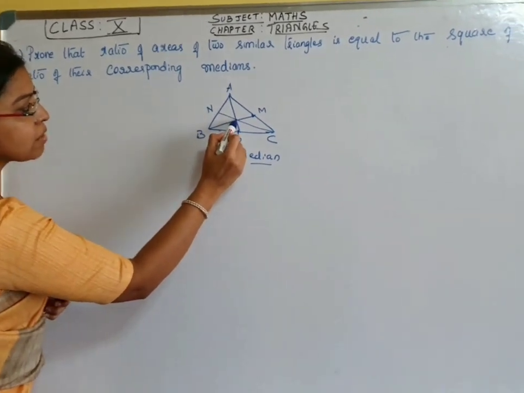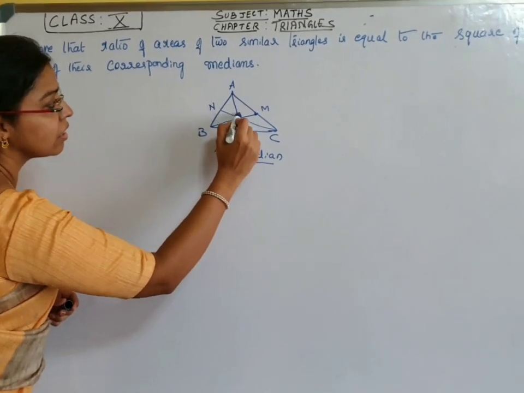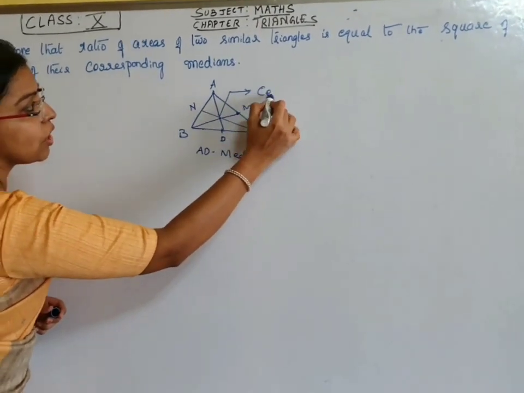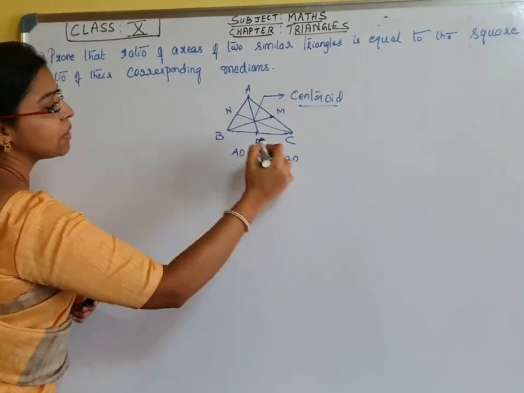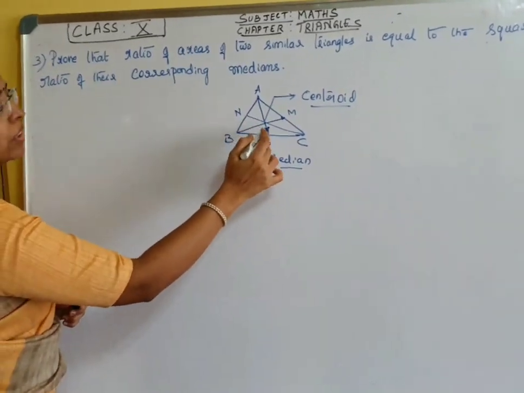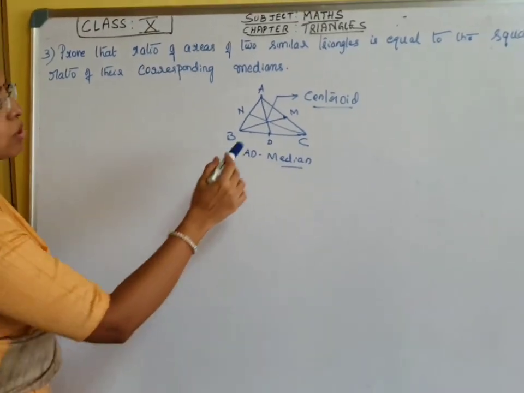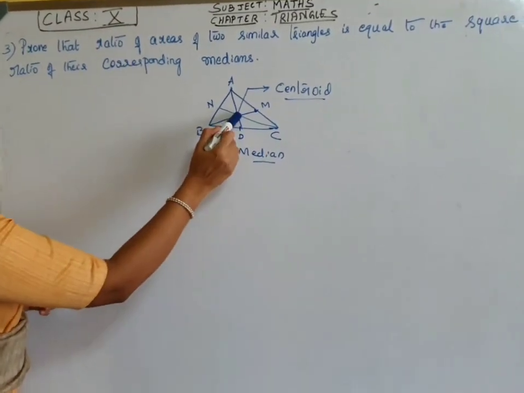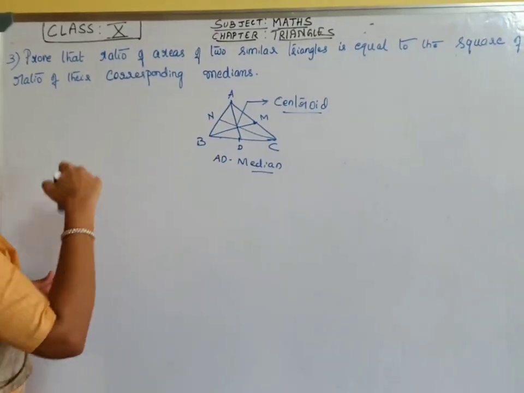So all these medians intersect at a point called the centroid. Please copy down this. This is important to solve the other problems in our subsequent chapters. So what is a centroid? Centroid is a point at which the 3 medians of a triangle intersect.